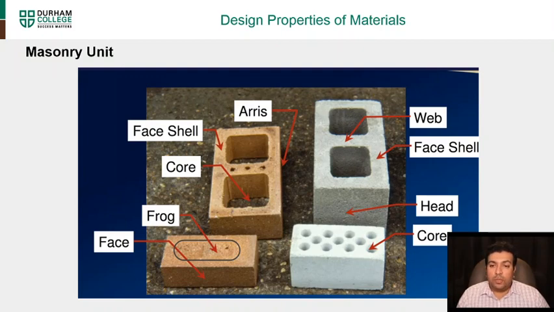Again, this is the face shell. This side is called the end, and this side is called the head. Again, where you have cores in the middle, bricks with holes, they're called cores. And this is the face of the brick, and anything with the indents in it is called the frog. These are the typical masonry units that we are going to deal with.